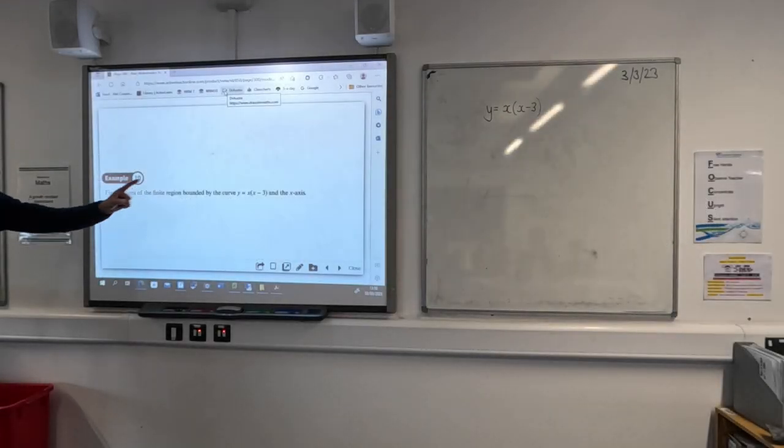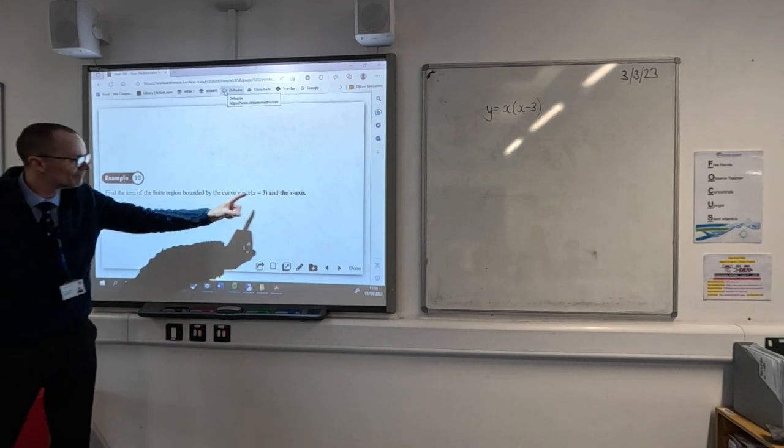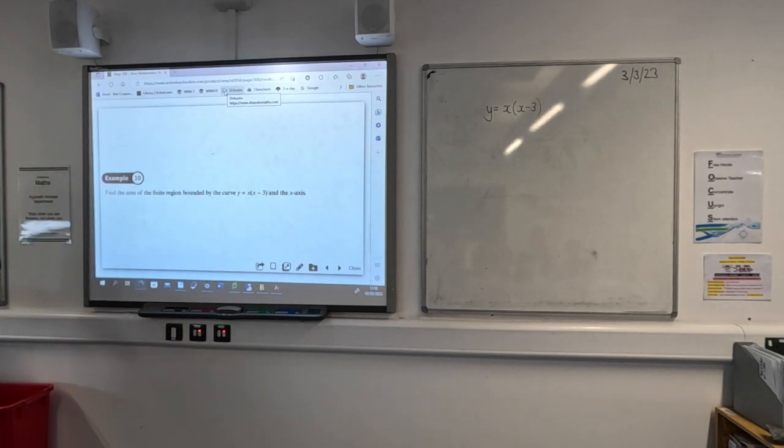So here's the first question. We were looking last lesson at using integration to work out the area under curves. Okay? And so here is a question. There's no limits in this question. We're just told to find the area of the region bounded by that curve.